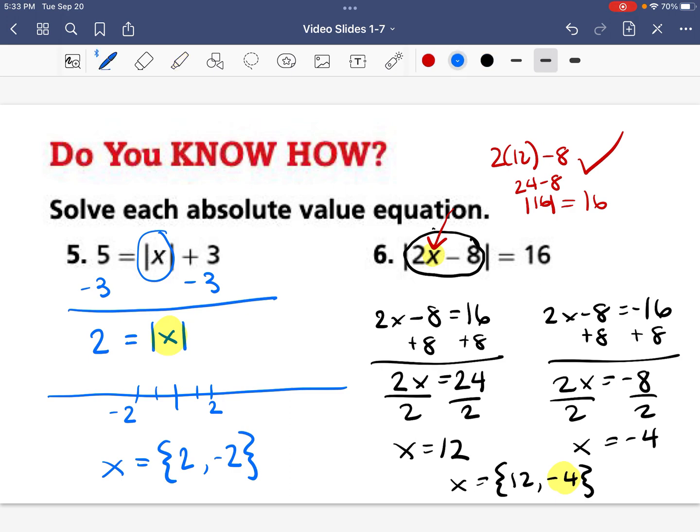If I did that, I'd get 2 times negative 4. Gotta be careful with my negative signs. So that's negative 8 minus 8, which equals negative 16. If I take the absolute value of negative 16, I also get 16. So both of those answers will satisfy our original equation.